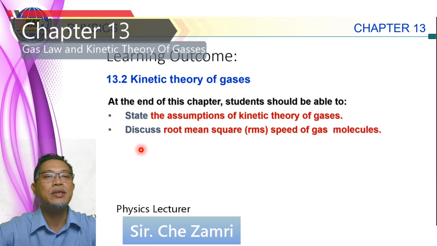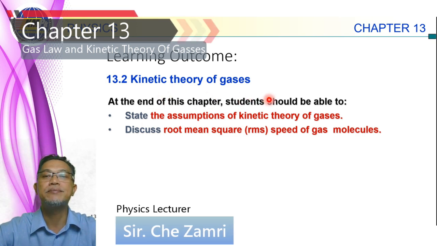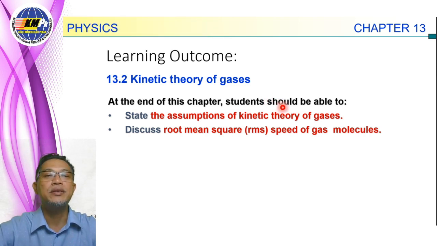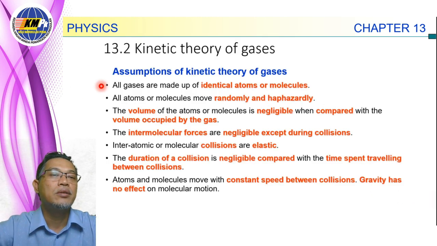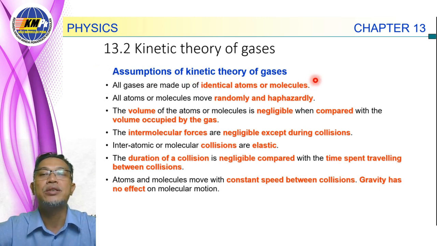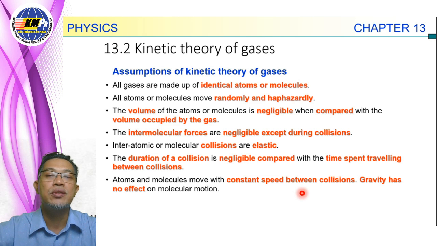Okay, we go next to subtopic 13.2, kinetic theory of gases. The learning outcome for this subtopic is that students should be able to state the assumptions of the kinetic theory of gases and discuss the root mean square speed, or vRMS, of the gas molecules. Now we go next to the assumptions of the kinetic theory of gases. Here is the list of assumptions. There are 8 assumptions, so to clarify, please watch the following video.